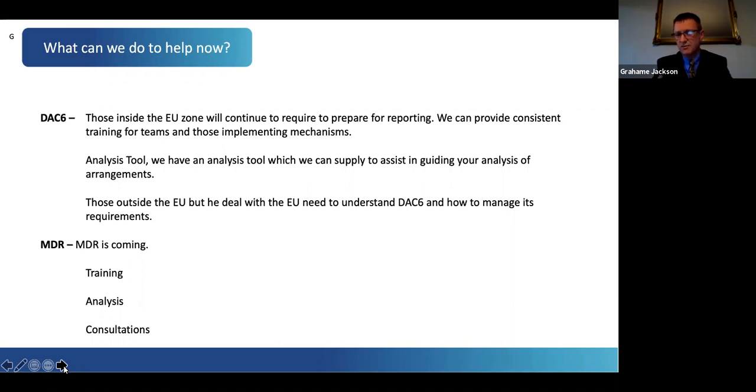We have an analysis tool which we can supply to you. It's very basic in that it's very easy to use, but it's complete and will help you to guide your analysis of the arrangement. So when you review an arrangement, you have the tool next to you. It's a series of yes, no, maybe questions, and it gives you a result to help you to rationalize your thoughts. And it's very good because it forces you to think in the straight line that's required.